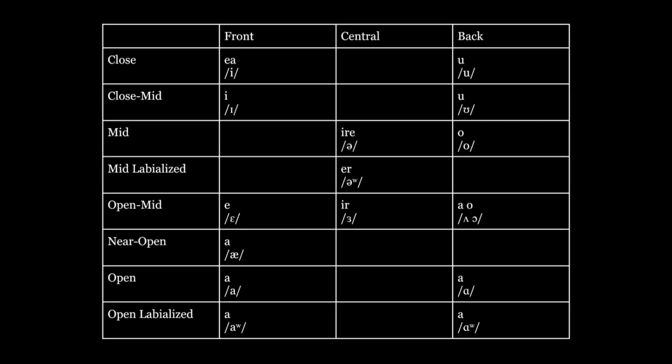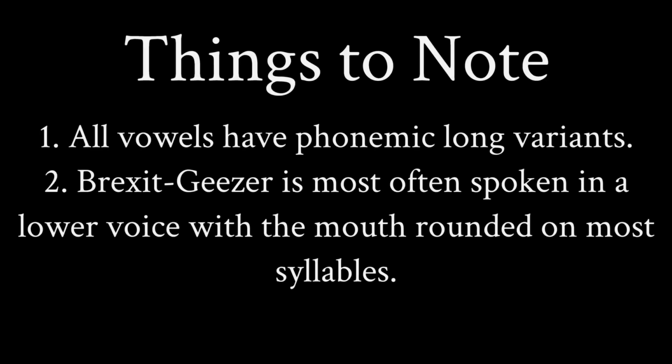The vowels in this language are I, U, I, O, O, E, O, A, O. It should be noted that all of these vowels have phonemic long variants, and that this language is most often spoken in a lower voice with the mouth rounded on most syllables.